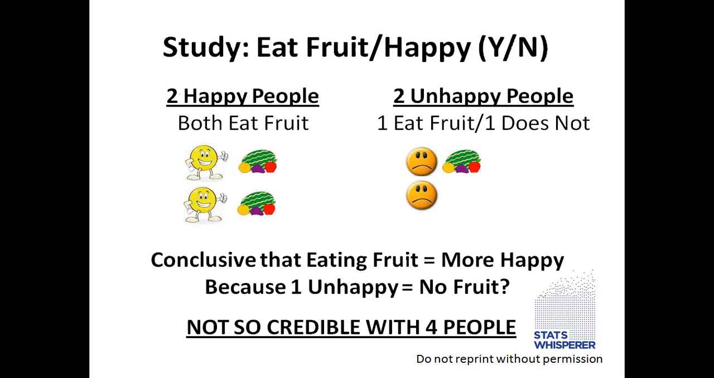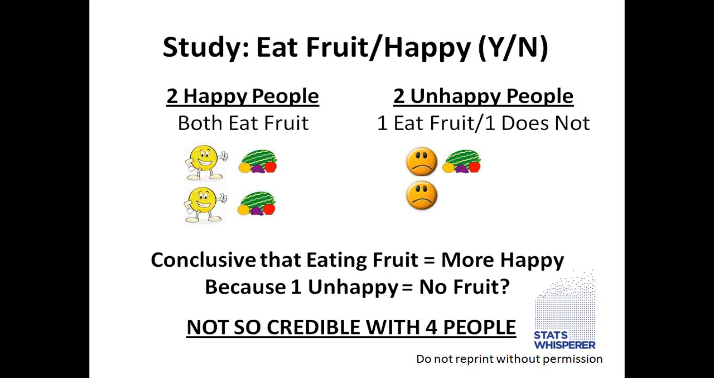Now, if I were going to do a study about eating fruit and being happy, where happy was yes, no, right? And then I had 4 people in my sample. 2 of them were unhappy on the right, and 2 of them were happy on the left. And then I looked at the rate of eating fruit, and I said, the 2 happy people both eat fruit. That's 100% happiness. But the 2 people on the right who are unhappy, only one of them eats fruit. So that's 50% happiness.